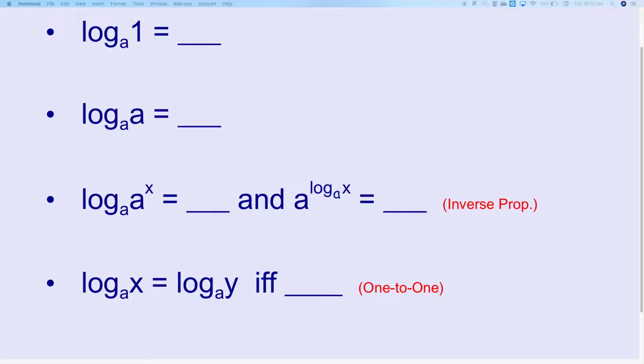Okay, so once you get them jotted down, now you throw out some ideas with your group members. What is the thing that goes in the blank? So think about what you know about logs and how they work. Rewrite them if you need to. What goes in the blank?